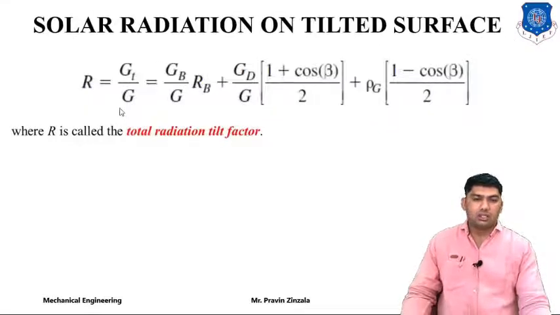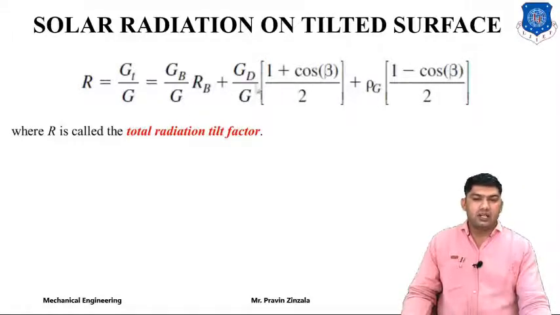This is the total tilt factor, meaning total radiation received on a tilt surface divided by solar radiation on a horizontal surface. So this is the final equation of the total tilt factor. Total tilt factor is the summation of the beam radiation tilt factor, the diffuse radiation tilt factor, and the reflected radiation tilt factor.